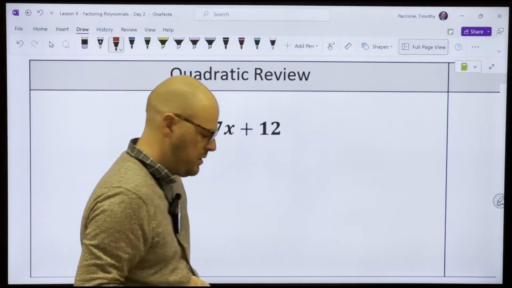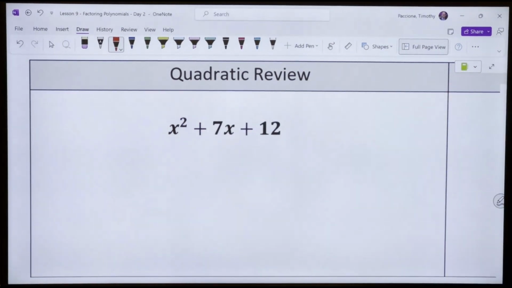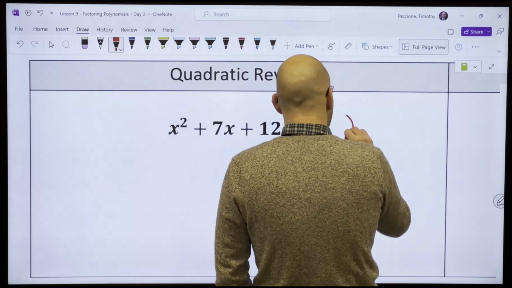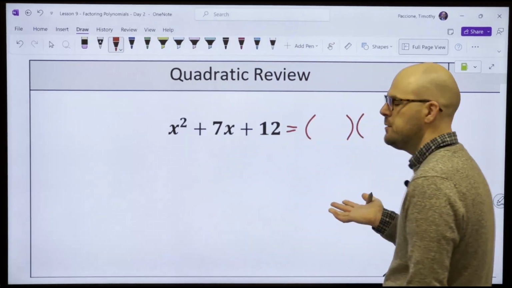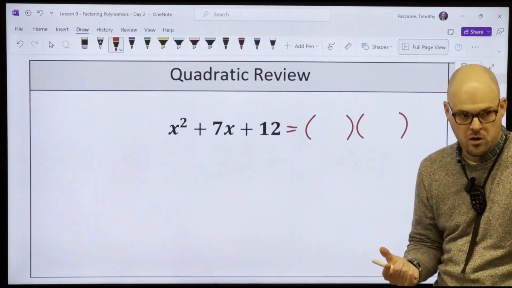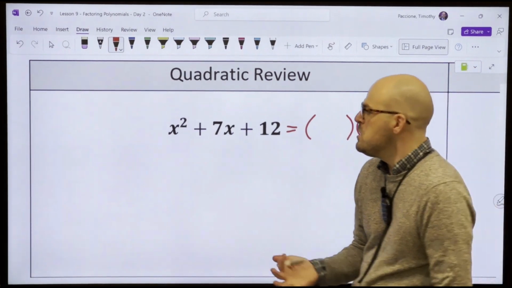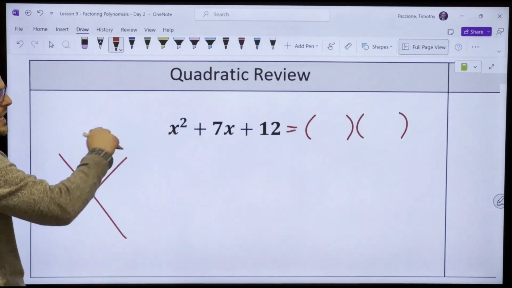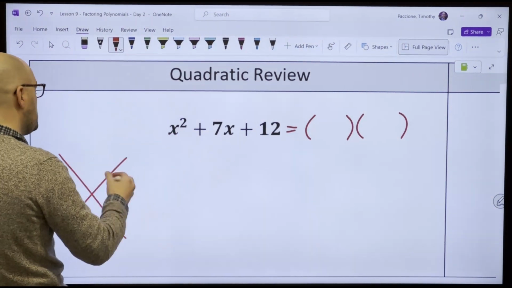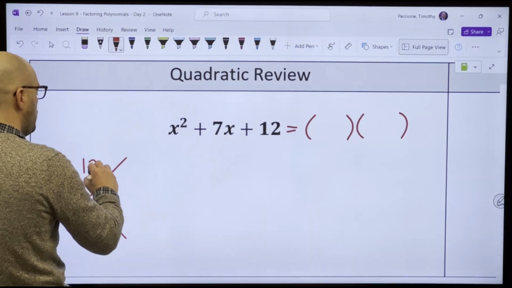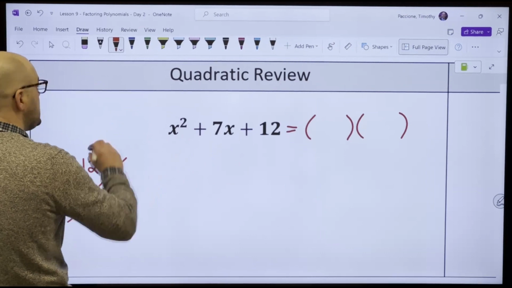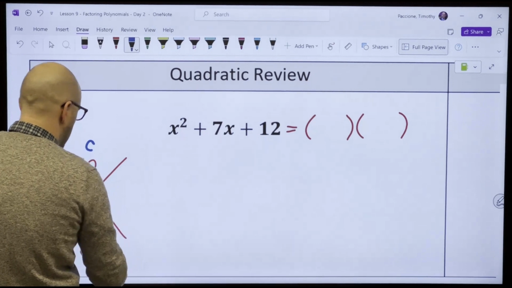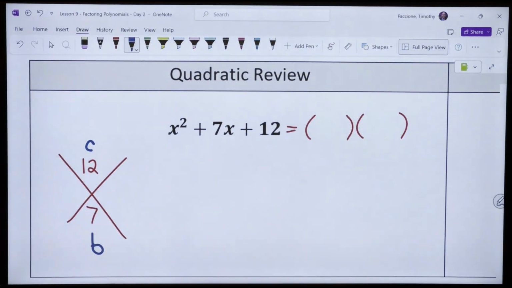This is from last unit, right? So remember what I want to do is I want to get this to smaller things that are being multiplied. And I'm trying to figure out what those things are when I factor. And magic x helps me because I know that in order to get those, they would need to multiply to give me 12, and they would need to add to give me 7 because that's my C and that's my B, right?